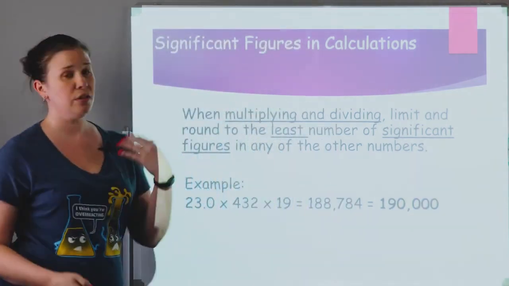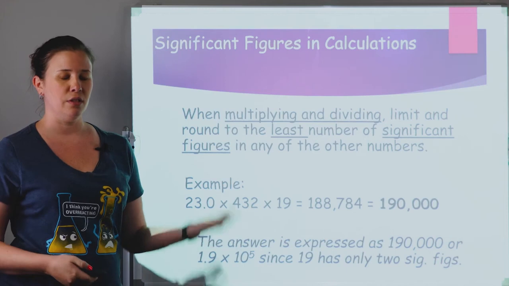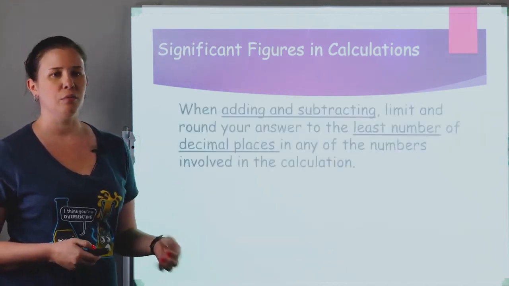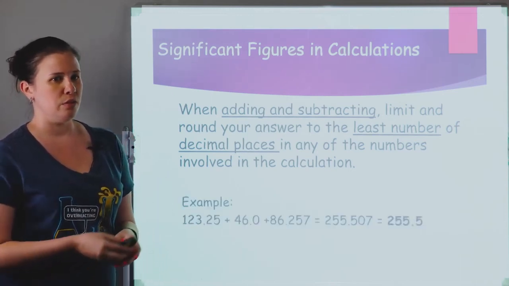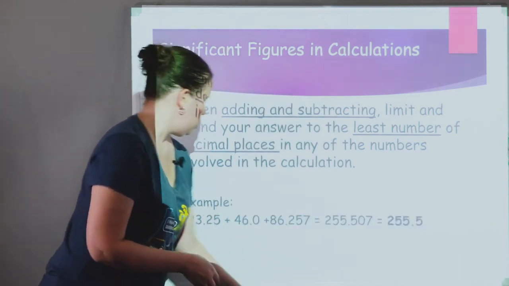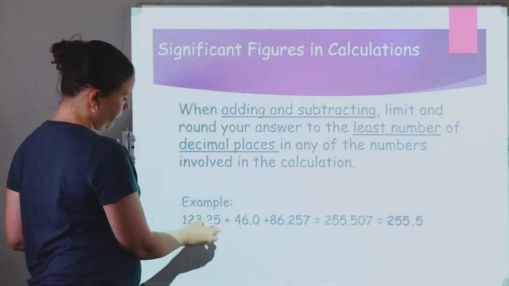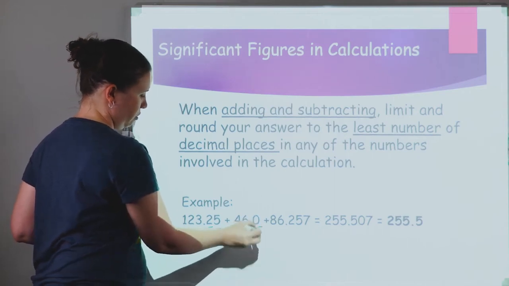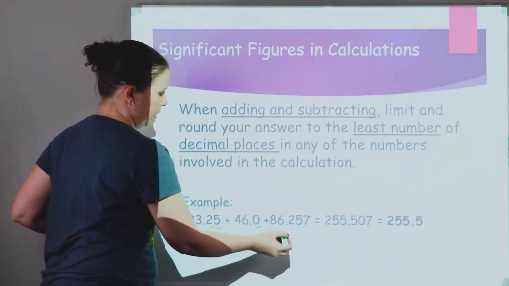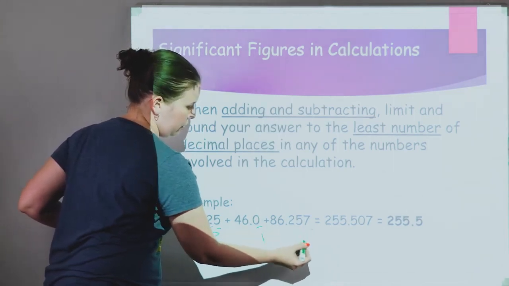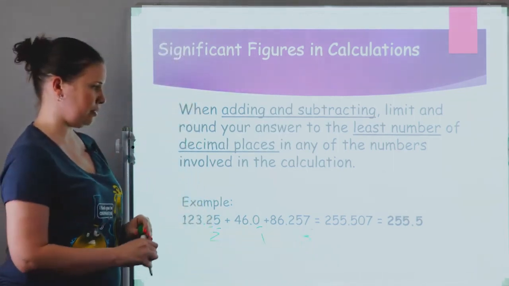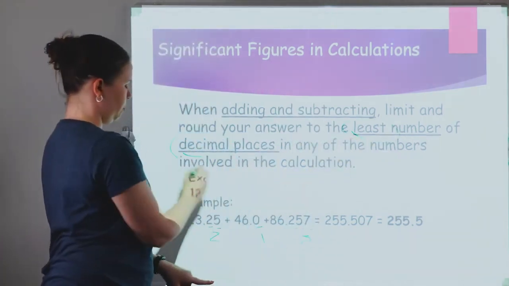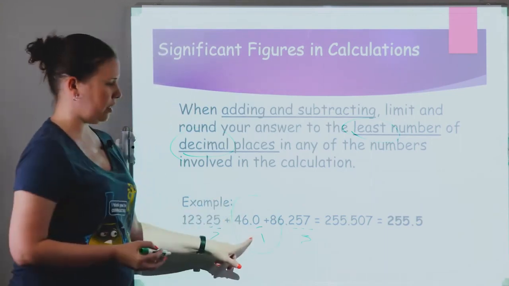All right, but there's a different rule if you're doing addition and subtraction. When you're going through addition or subtraction, you would go by the least number of decimal places. So here's another example. In this example, we have 123.25, so here I have 2 decimal places. 46.0, where I have 1 decimal place. And then this 86.257, I have 3 decimal places. So the least number of decimal places is actually 1 decimal place.